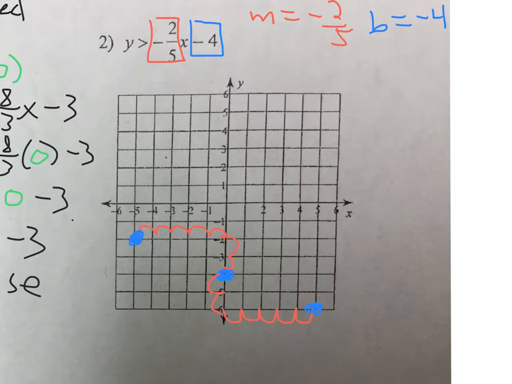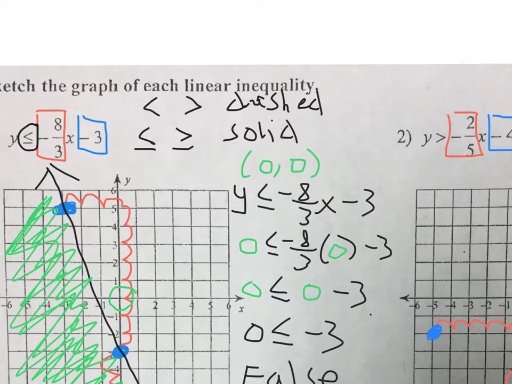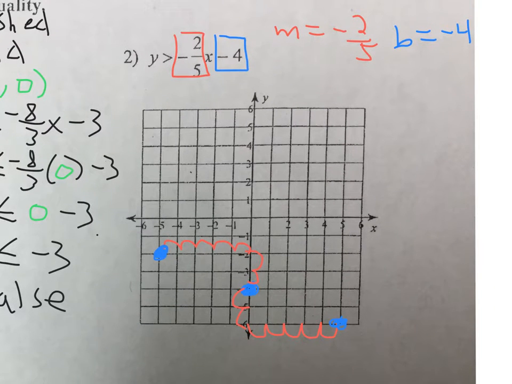Okay, and now we need to distinguish, is it going to be dashed or is it going to be solid? So if you recall, in the other problem, we wrote up here, less than or greater than is dashed, less than or equal to, greater than or equal to is solid. So since this inequality sign does not have a line underneath it, that means it is going to be a dashed line. And a dashed line just looks like a broken line, or a bunch of dashes drawn in the shape of a line. Okay, so there's our line.